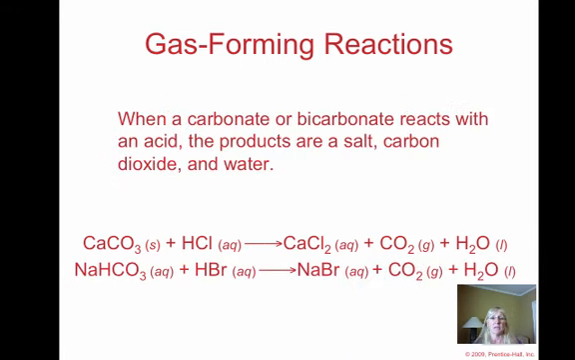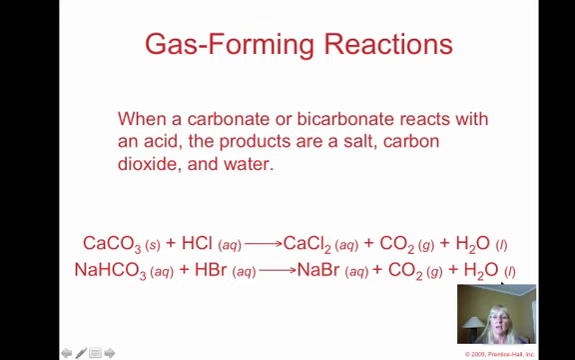And that's what I just said. Here are examples of sodium hydrogen carbonate down on the second equation reacting with hydrobromic acid, a strong acid, and you will get sodium bromide. There's a salt. Here comes the CO2 gas, and here is the liquid water forming.